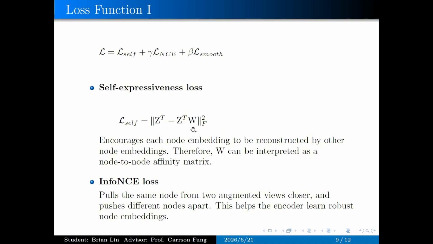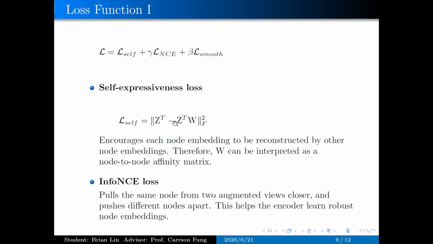We try to reconstruct our node embedding using this format, Z transpose times W. We can see this equation as a linear combination of different node embeddings. For example, if the embedding of node 1 can be reconstructed using node 2 and node 3, then we will say that maybe node 1, node 2, node 3 all belong to the same cluster. This is the main idea.